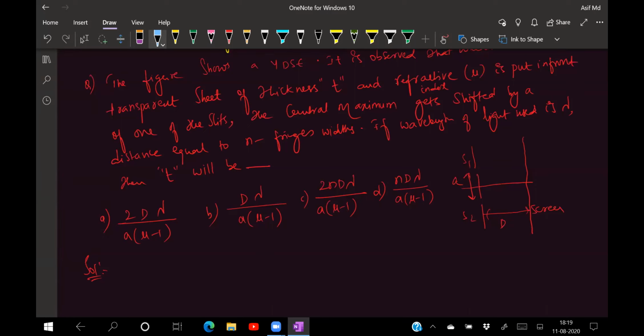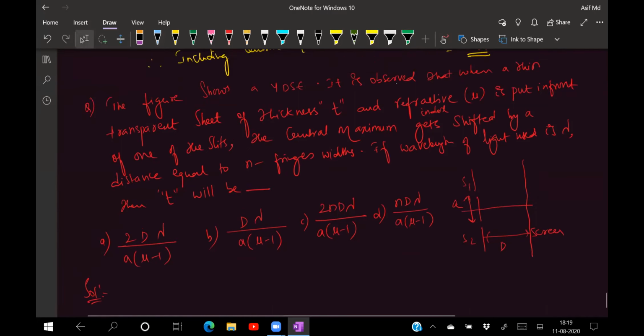The figure shows a YDSE. It is observed that when a thin transparent sheet of thickness T and refractive index mu is put in front of one of the slits, the central maxima gets shifted by a distance equal to n fringe widths.